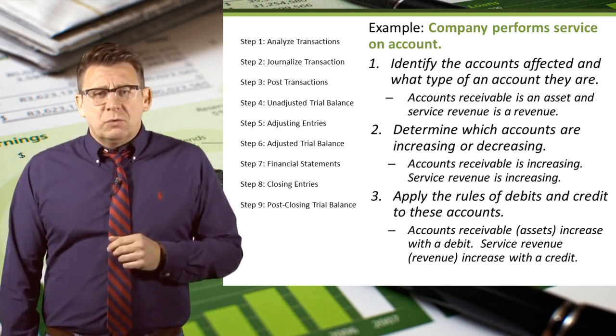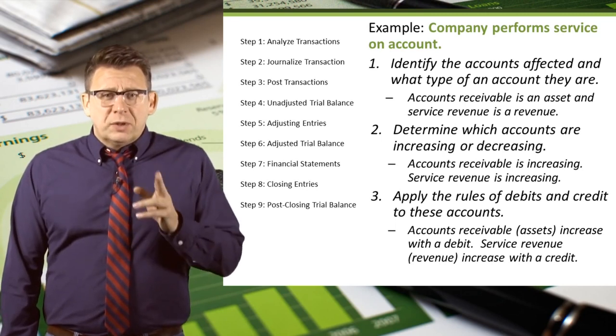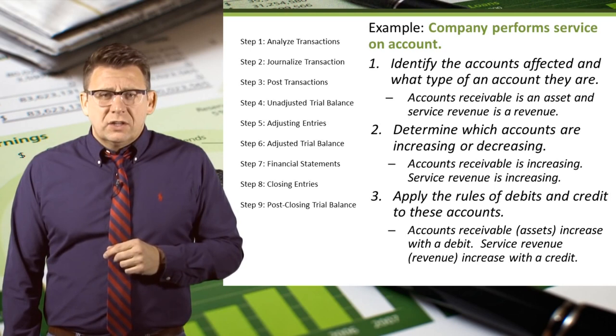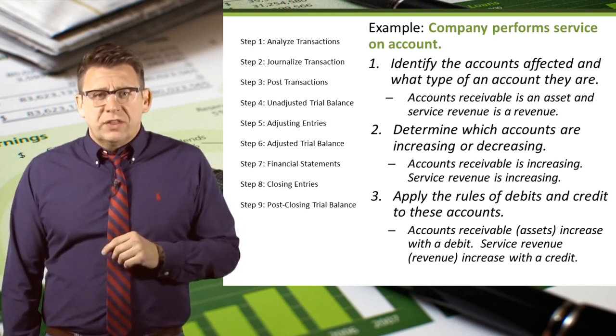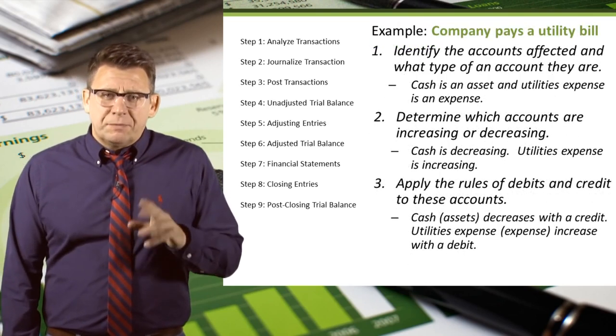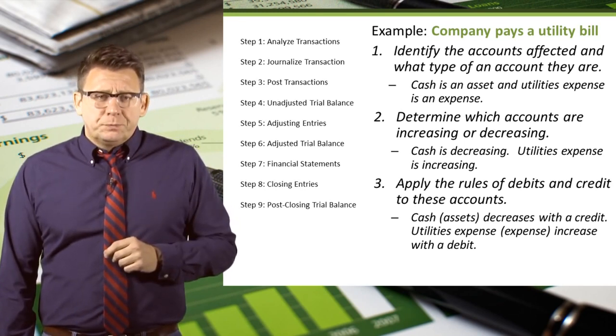Part three is apply the rules of debits and credits to these accounts. Accounts receivable is an asset, and assets are increased with a debit. Service revenue is a revenue, and revenues are increased with credits. Let's look at one more example, something a little bit different. A company pays a utility bill.